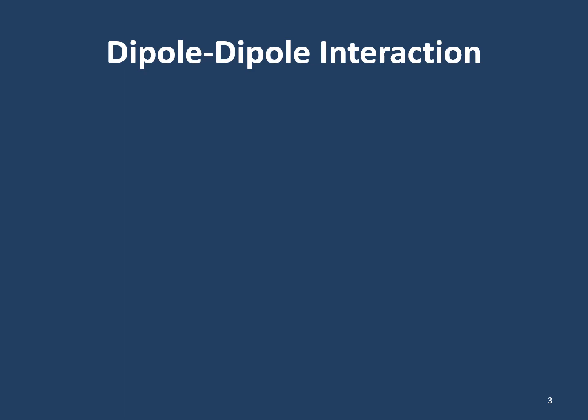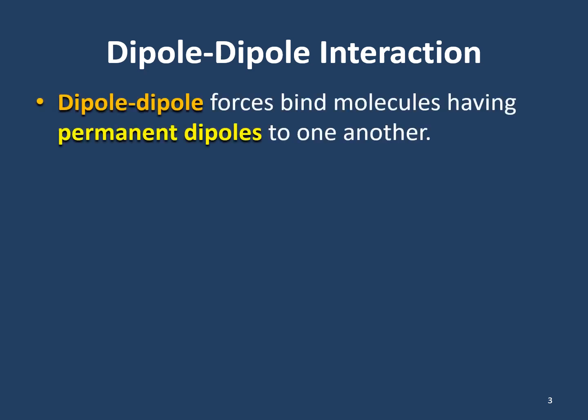Dipole-dipole interaction is a little bit stronger than London dispersions, actually quite a bit stronger than London dispersion. Dipole-dipole forces bind molecules together when the two molecules have permanent dipole moments. Now, when you have a permanent dipole moment, you're a polar molecule. Now, polar molecules, they always have a permanent dipole moment. That's what we learned about in chapter 9 and 10.